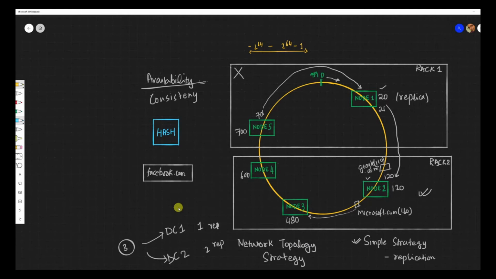Let's say we have node 4 as our coordinator. So I first got this facebook.com request. I handed it over to my coordinator, and my coordinator has ensured that data center 1 has 1 replica and data center 2 has 2 replicas, right? So what it did was put the data into these 3 nodes.